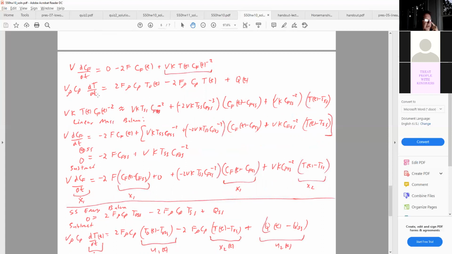We talked about this too. If you have mass and energy balances, anytime you have a d/dt of a variable, that's going to be a state for these ODE systems. Like concentration of F, this rate of change is going to end up being x1 dot. So that means deviation CF is x1. The same thing with rate of change of T, temperature, is going to be x2 dot.